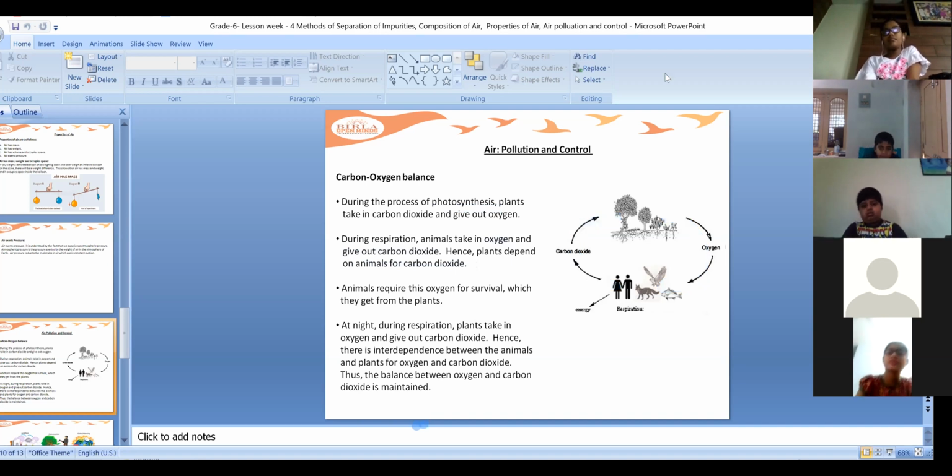So now what happens at night? During respiration, plants take in oxygen. So during night there will be no sun, so they have to respire. They carry out respiration during night. Plants take in oxygen and give out carbon dioxide. Hence, there is interdependence between the animals and plants for oxygen and carbon dioxide. Thus, the balance between oxygen and carbon dioxide is maintained.